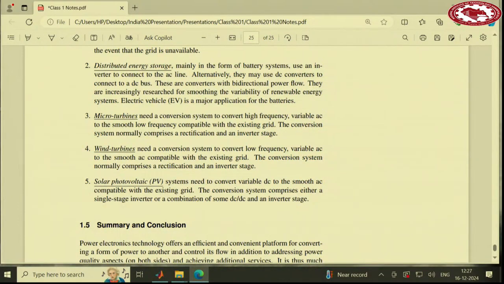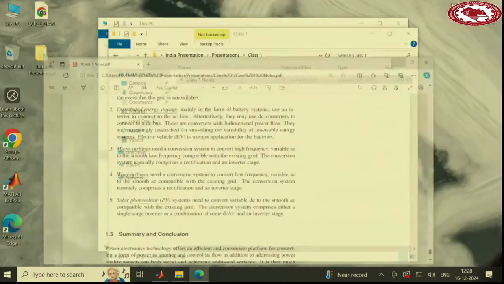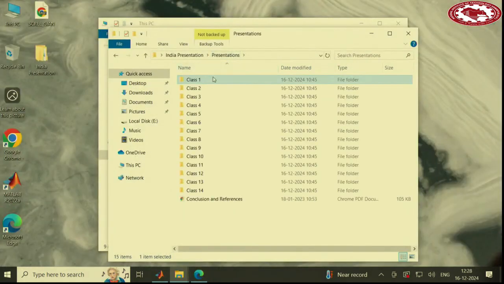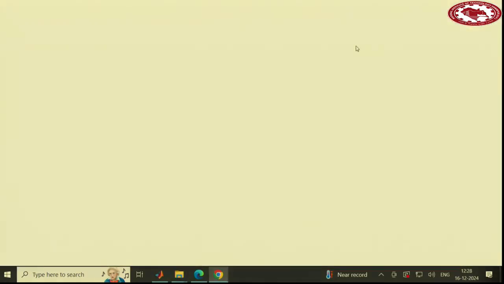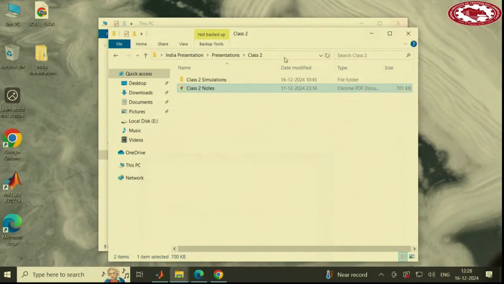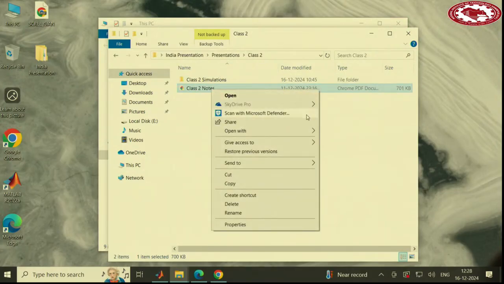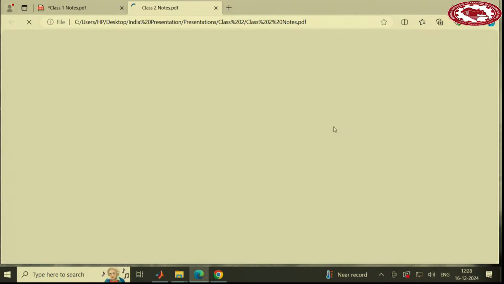So I need to open the other file. I think I need to open it with the other browser. Let's see. I need to open it with the other one, yeah? This one? Yes. All right. Thank you.